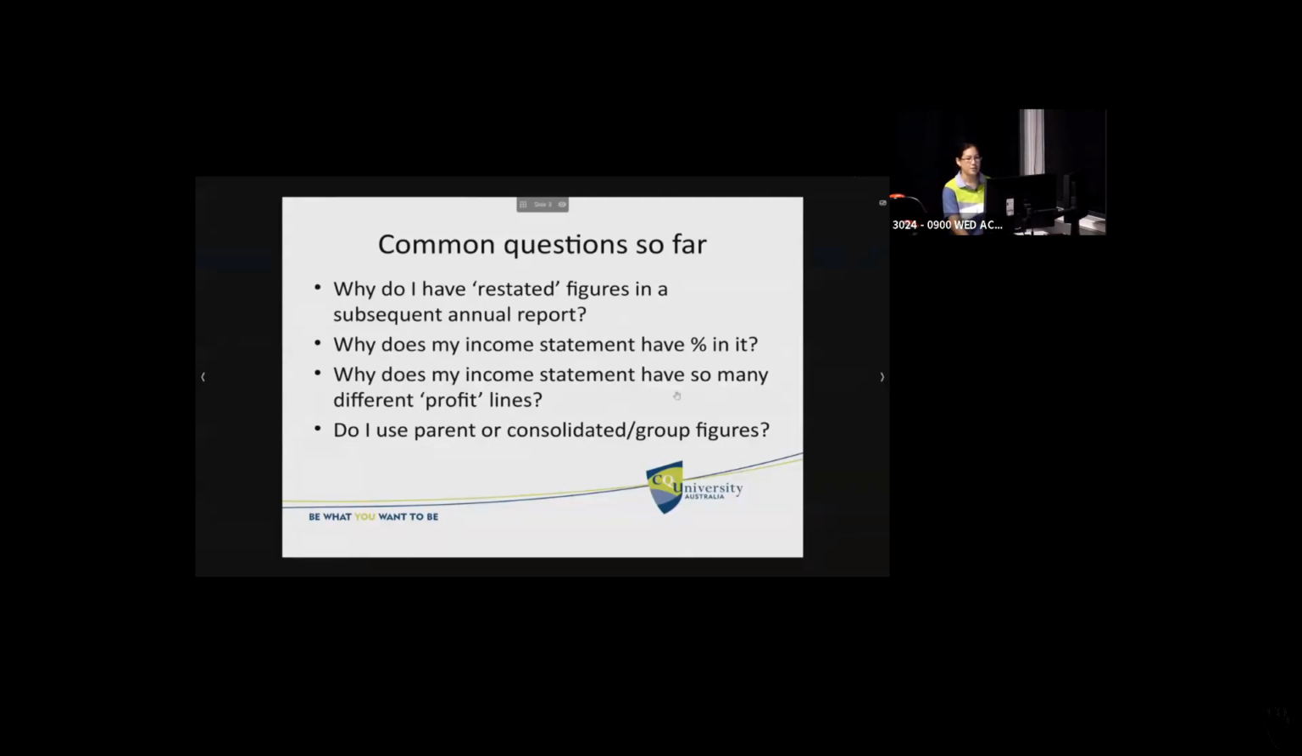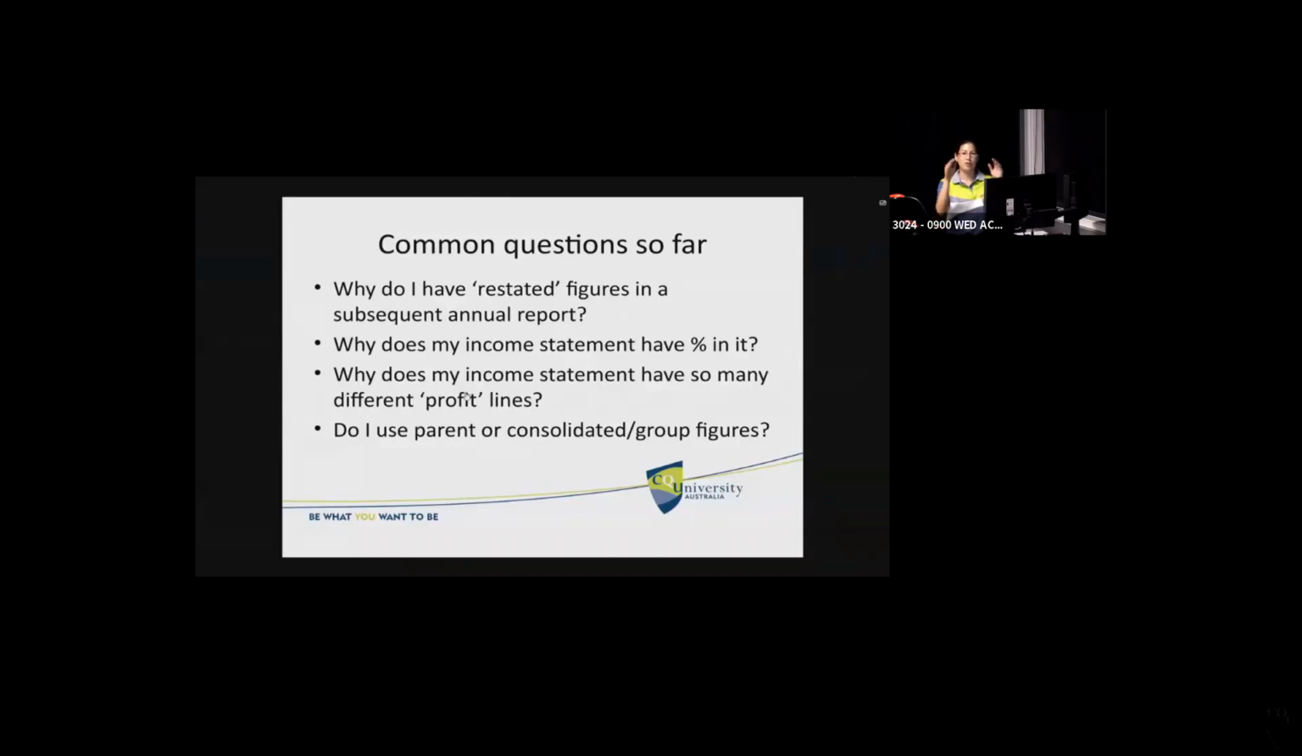And why does my income statement have so many different profit lines? Both of those are really good insights, but this one in particular is a good insight because there are really a number of different totals for profit in your income statement.